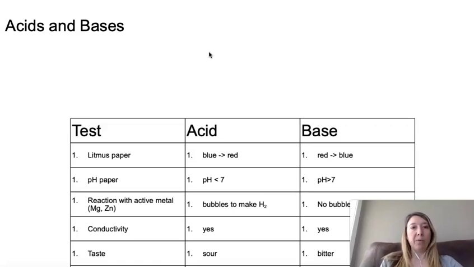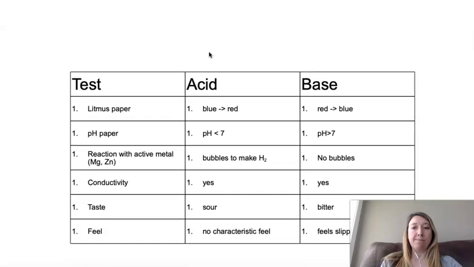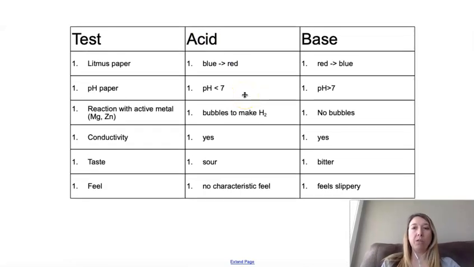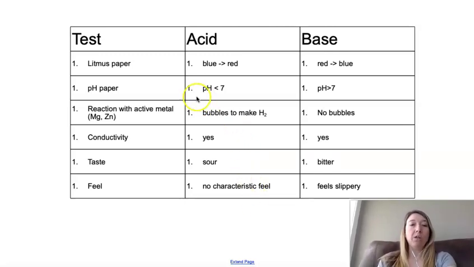So the first thing we're going to start by doing is just reviewing some of those properties that we associate with acids and bases. This table should look relatively familiar to you because you did see this last year in Science 10 when you looked at some chemistry, right? We talked about a bunch of different tests, and how acids would respond and how bases would respond.